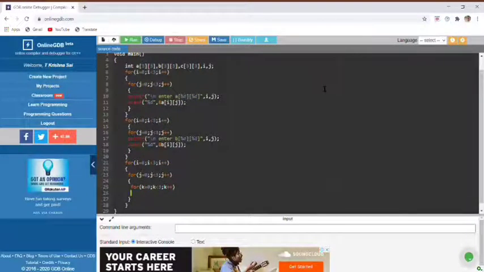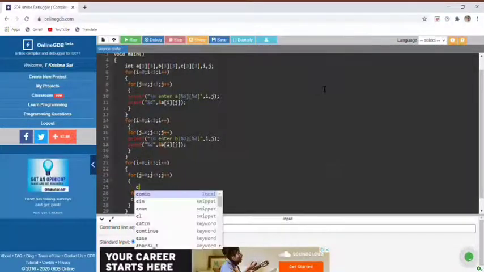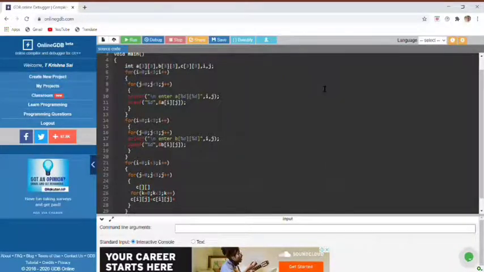The output should be stored in which matrix? The C matrix. So we are using only the C matrix. C of I and J is equal to 0. Initially C of ij is equal to 0, so we need to mention here I and J is equal to 0 initially.